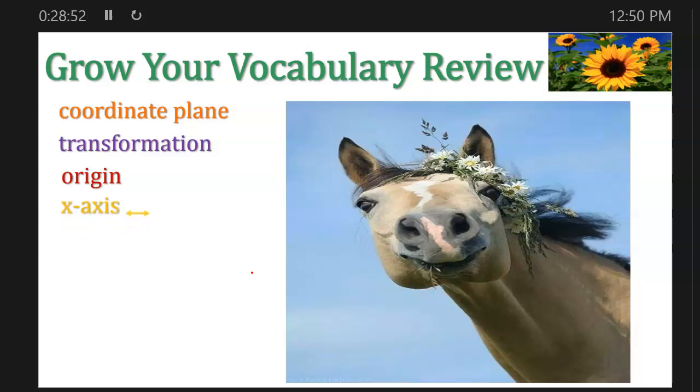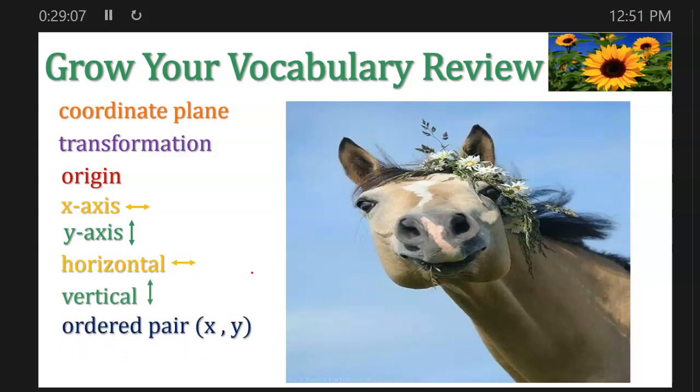The x-axis is our horizontal axis, so it goes left, right. And the y-axis is our line that goes up and down, which is also called vertical. And then our ordered pairs are always listed in x, then y. The x tells us which direction, left or right, to go, depending on if it's positive or negative. And the y tells us how far up or down to go, depending on if it's positive or negative.